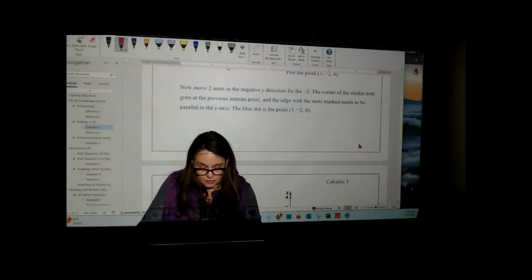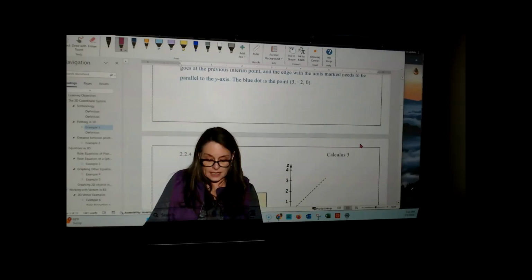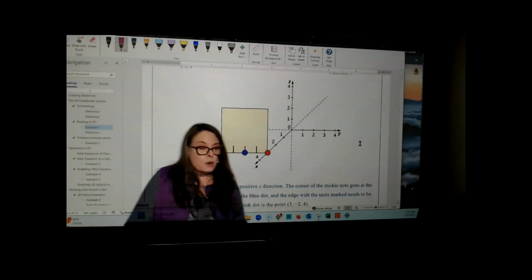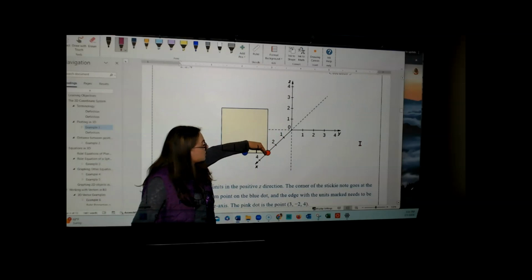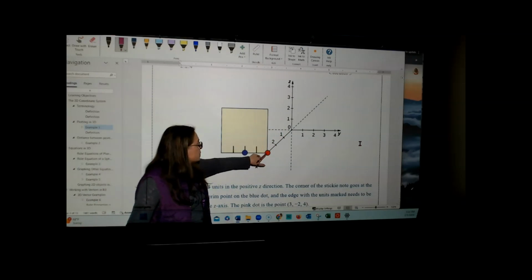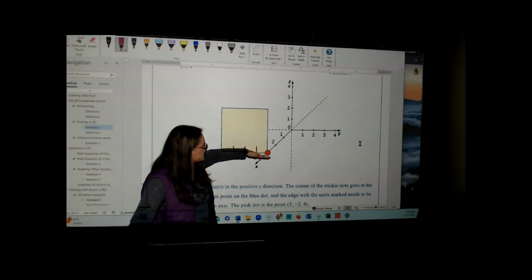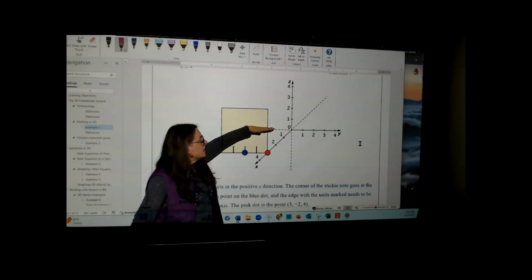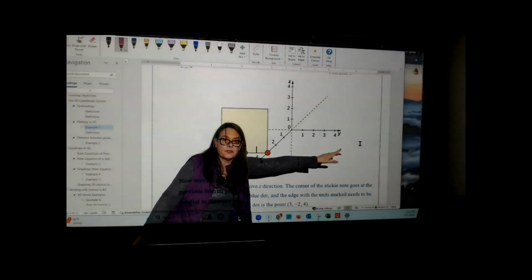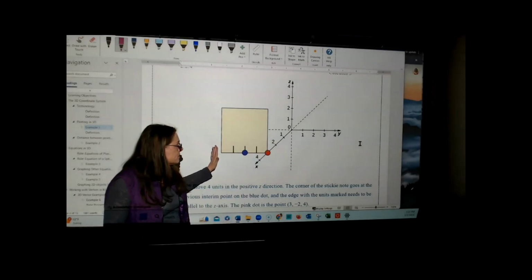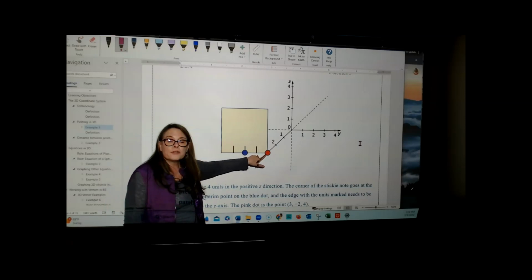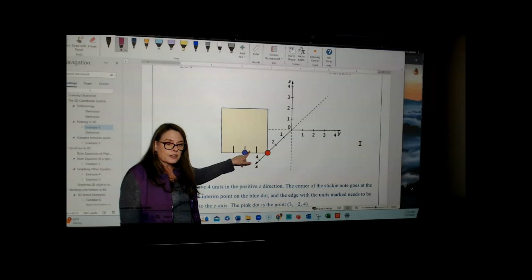And then we want to move 2 in the negative y direction. But we need to put the corner of the sticky note at that interim point. So again, we first moved 3 units in the positive x direction. Then we rotate the sticky note so that the corner is sitting at that interim point, 3, 0, 0. And then this edge is parallel to the y-axis. Now, the positive y direction is off to the right, and the negative y direction is off to the left. And so what we want to do is move 2 to the left in the negative y direction. So we're going over this way, which would be to the left.